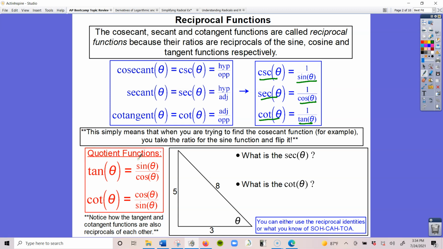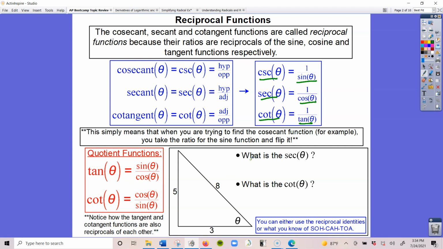Additionally, we also need to keep in mind the quotient functions of trigonometry. Tangent is equal to the sine divided by the cosine. So that's a nice little identity to remember. And cotangent, since it's the reciprocal of tangent, instead of sine over cosine, when you flip it, it's cosine over sine. So just keep these in mind for a later time.